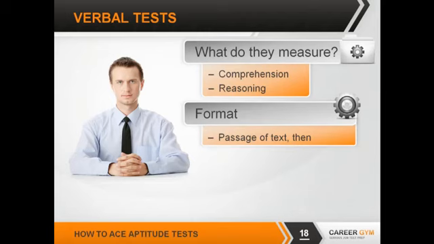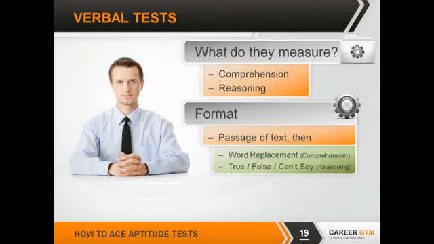Okay, so the format: typically you'll get a passage of text presented to you, and then you'll get a task, so perhaps a word replacement task for a comprehension type test and a true, false or can't say decision in a reasoning type test. Quite often a company will let you know what type of verbal reasoning test they'll be giving you. If they don't, then it's perfectly within your rights to ask and say, can I just check, is this a reasoning test or a comprehension test?